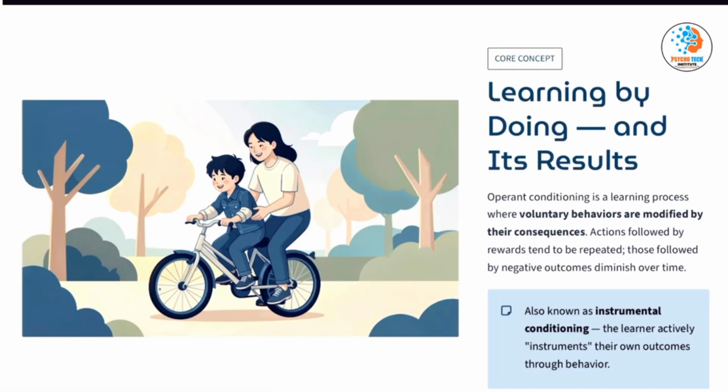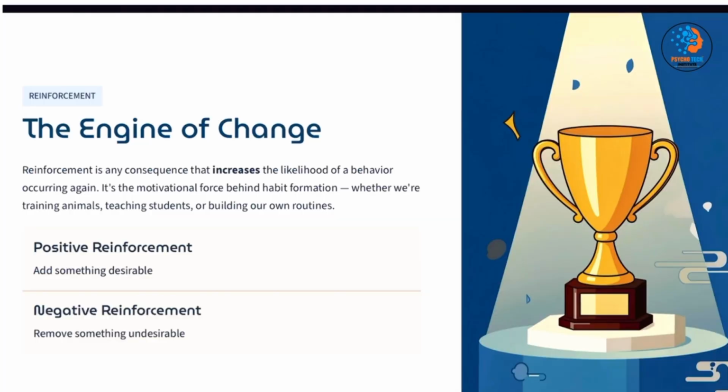Operant conditioning is often described as learning by doing. It focuses on voluntary behaviors, actions that we consciously perform. According to this concept, behaviors followed by positive outcomes are more likely to be repeated, while those followed by negative outcomes are less likely to occur again. It is also called instrumental conditioning because individuals actively shape their own behavior through their actions.